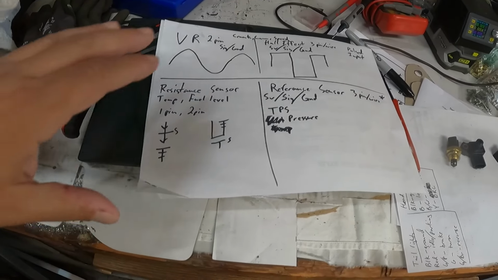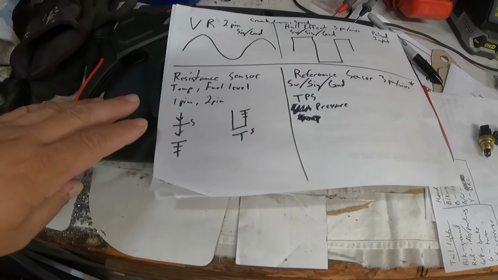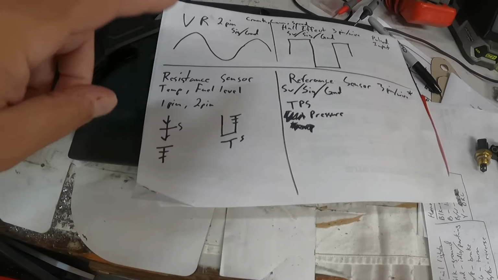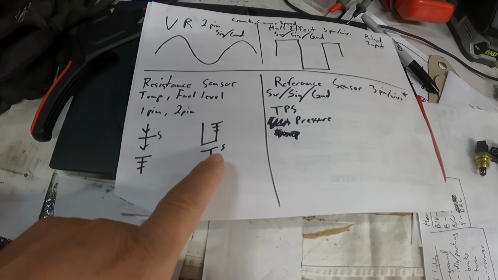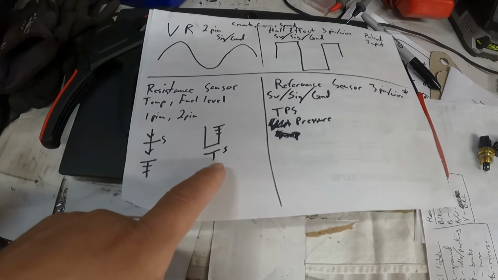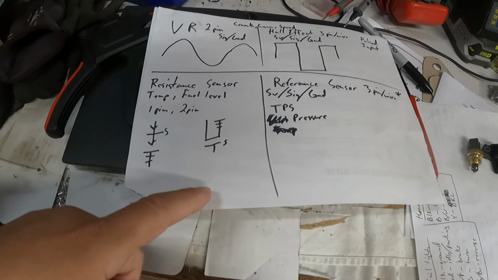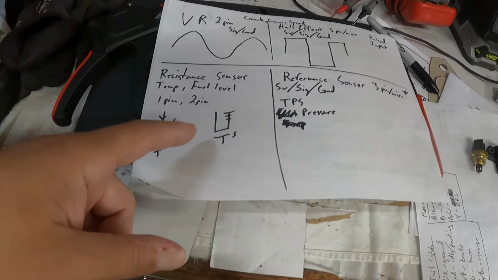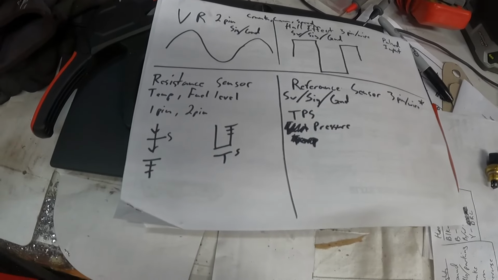So we call those a resistance sensor. Pretty easy to figure out, pretty easy to wire. They aren't usually polarized, but in the instance of a fuel sender, usually the ground will go to the housing and it'll have a separate pin or tab that your other sensor wire will plug into.